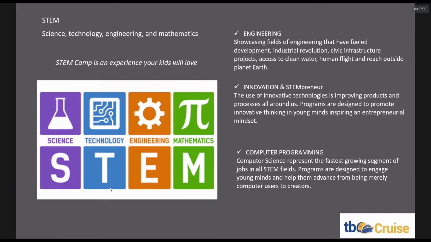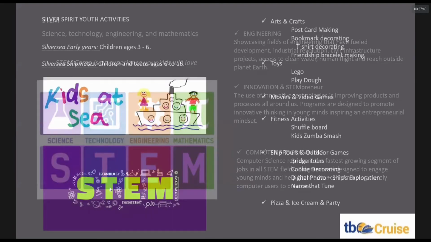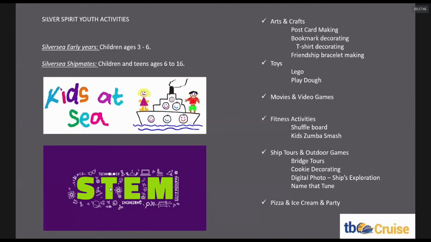However, they accommodate at the kids club, which is called STEM, which is science, technology, engineering, and mathematics, that is blended into a nice educational entertainment for the kids under the care of these counselors during the time of the cruise. And they will cater to children from 6 months to 10 years in one of the clubs, and they will also cater to children over 10 years up to 16 years in the second club. So children from 3 to 6 are accommodated in one club, and 6 to 16 are in the Silver Sea Shipmates. And this is what is done to keep them entertained.